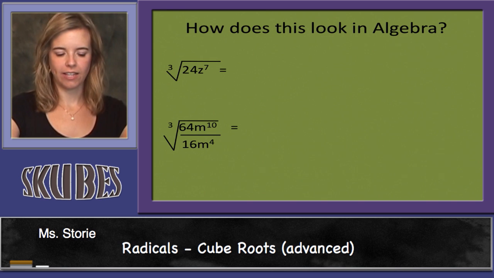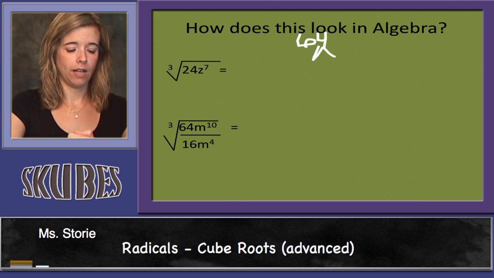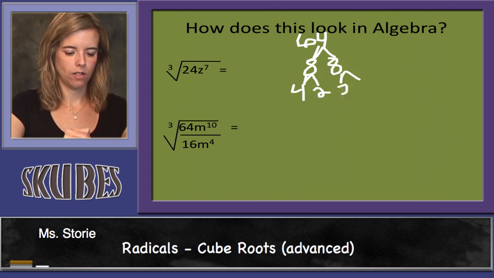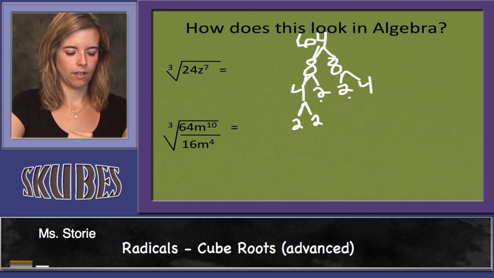All right, so let's look at the last problem. We've got 64, and I know that it's a perfect square, but I'm looking for cubes, so I have to keep breaking it until I find triples. And it looks like I found 2 primes, and I found some more primes, and some more primes.